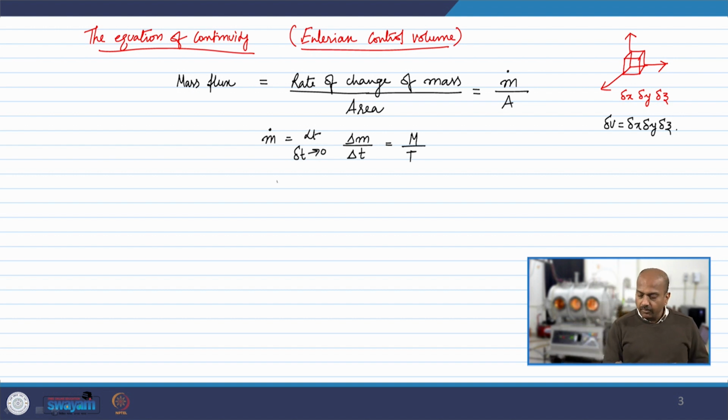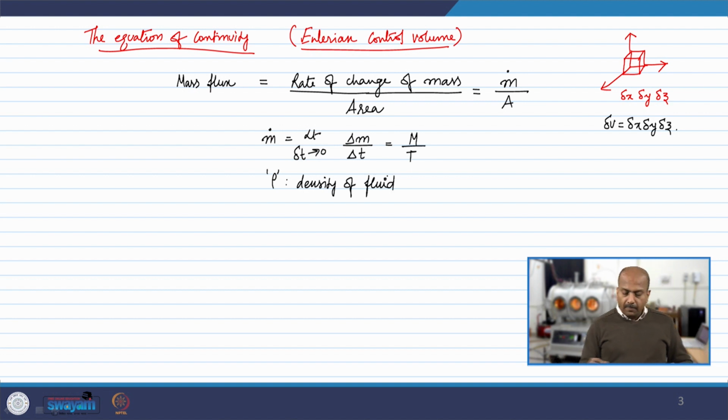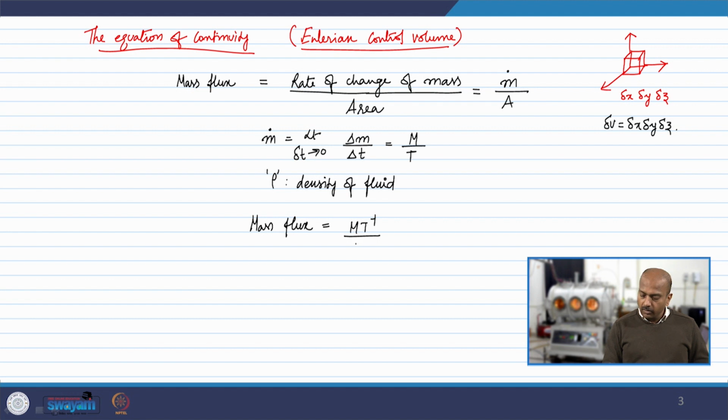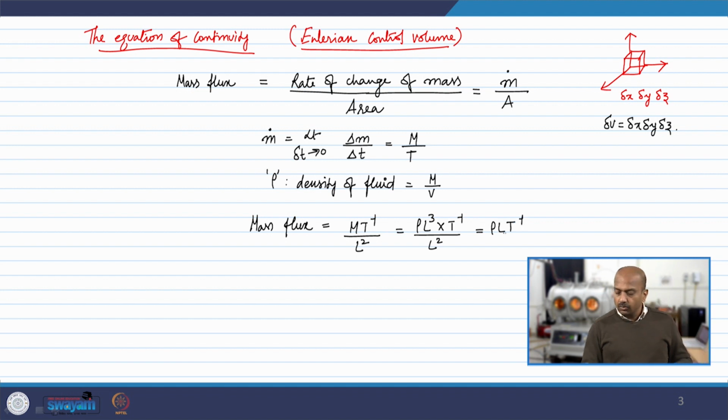Okay. Now, if the density of the fluid is rho, then mass flux can be written as, we know that this is M T power minus 1 divided by L square, right. So, mass can be replaced, density is nothing but mass per unit volume. So, this can be written as mass is rho times L cube times T power minus 1 divided by L square. So, the mass flux is rho L T power minus 1. So, this is the velocity of the fluid, that can be written as rho times u.